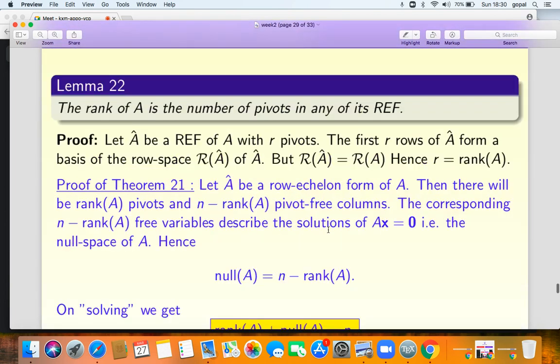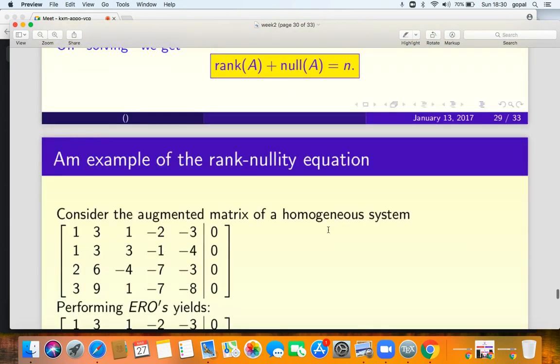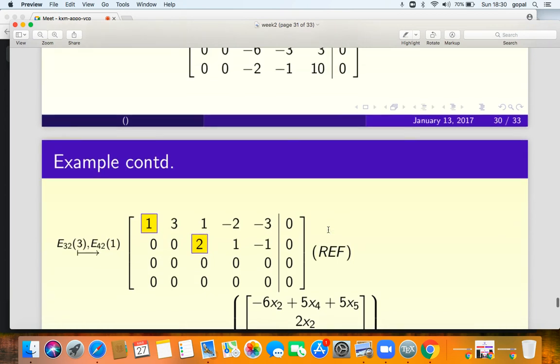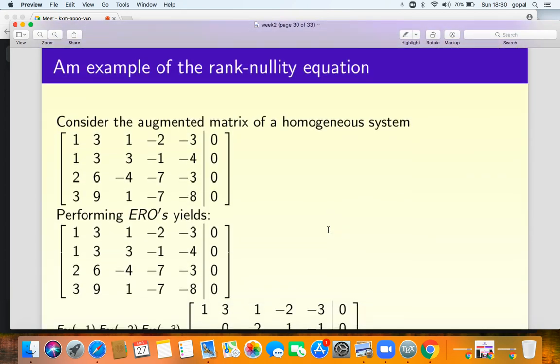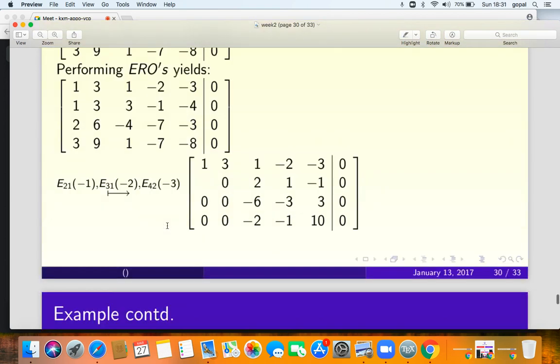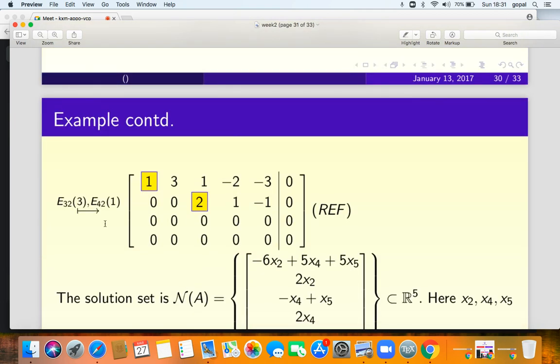And so with this, I think I will close this. And here is one more example using the row echelon form. Okay, so now here there is an example on the rank nullity equation. So you have taken a 4 by 5 matrix. A sequence of elementary row operations is performed, and it ultimately gives you the row echelon form.